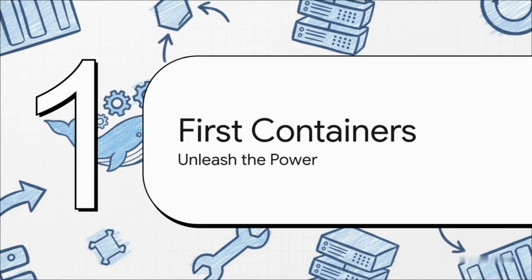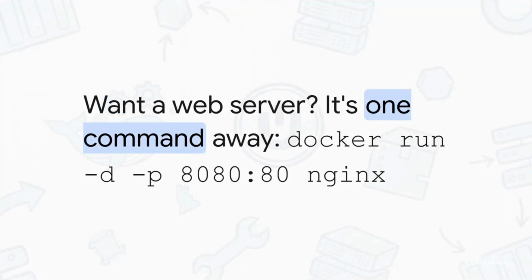Now we get to the really fun part. You're no longer just installing a tool, you're ready to actually use it. Let's take a look at the incredible power you now have right at your fingertips. I mean, just think about this for a second. How would you normally set up an Nginx web server? You'd be installing packages, editing configuration files. It's a whole process. With Docker, it is one single command. That line right there tells Docker, hey, go find the official Nginx image, run it for me, and connect my computer's port 8080 to the web server's port 80. Boom, you have a running web server.